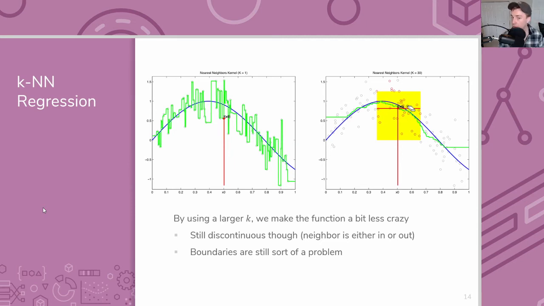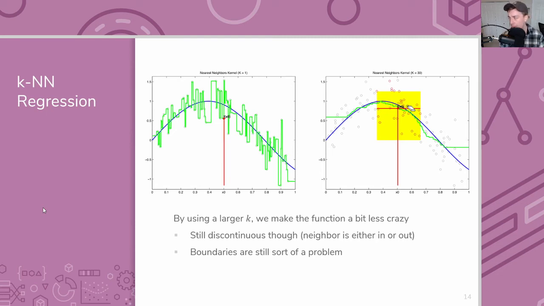How do I compute this green line? Well, for every value of x, I find the 30 closest points and then take the average. And this averaging over a larger range makes this learned function less jagged. It makes it smoother, instead of bouncing up and down quite a lot. You can make this function a little less crazy by using a larger k.